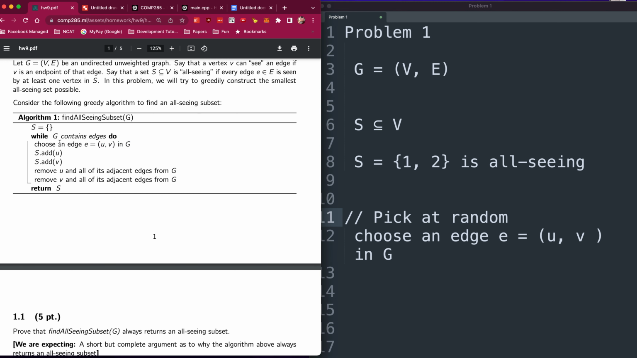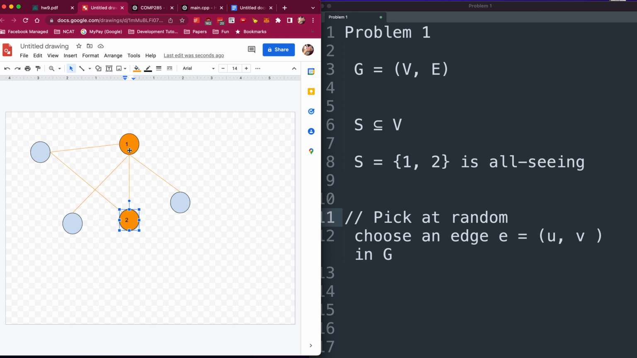because I'm gonna do this greedily. And what it means by greedily is, I'm just gonna pick some edge, and then I'm gonna add those two vertices to S, right? So whichever edge I pick, I'm gonna add the two vertices, because that way I can guarantee that edge is all seen. And then what I'm going to do is, for each of those vertices, I'm going to remove all of the adjacent edges from G. So, in this case, let's go back to our original graph. What that might look like is, we pick some edge. So let's say we pick this edge, for example. So we're going to pick that edge. And then we're going to add the two vertices that edge hits.